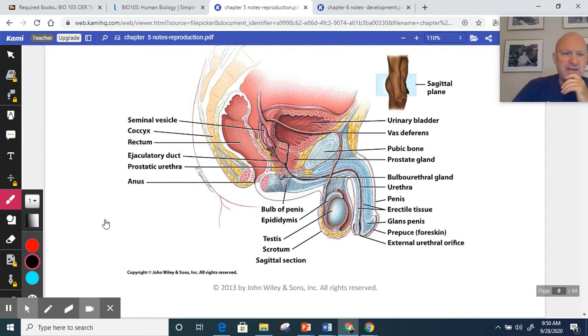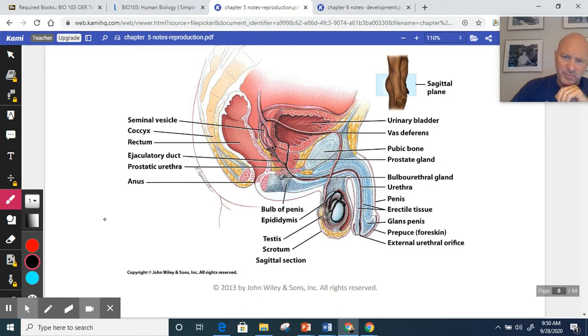Well, if we wanted to highlight the structures of the reproductive system, it would start here. This is the testes, so it's in here that the sperm cells are made. After the sperm cells are made, they hang out in this structure here and mature. This is called the epididymis.